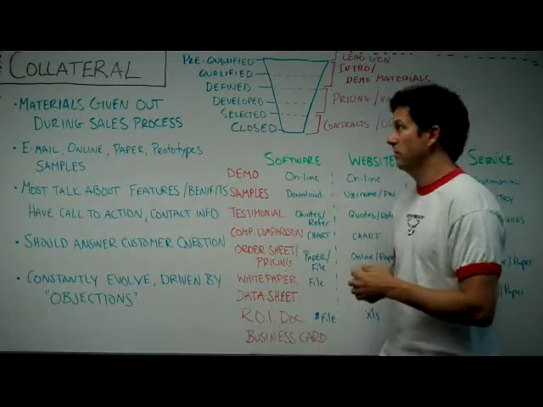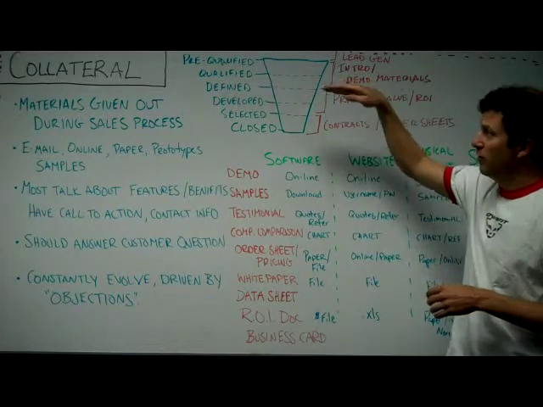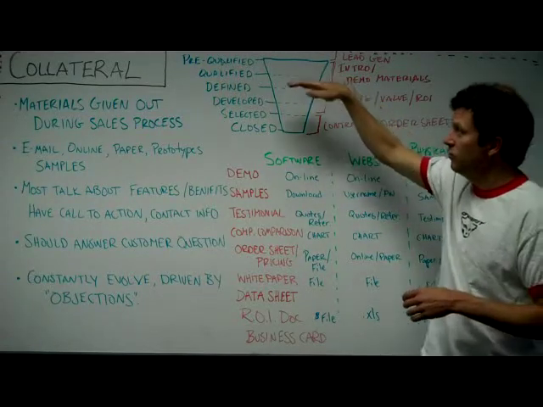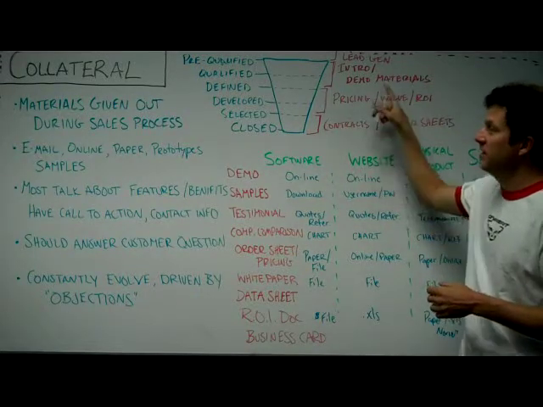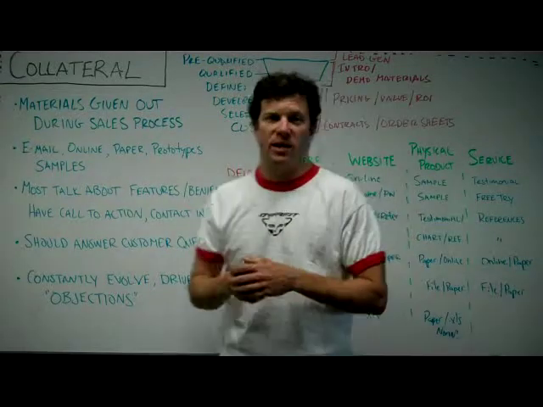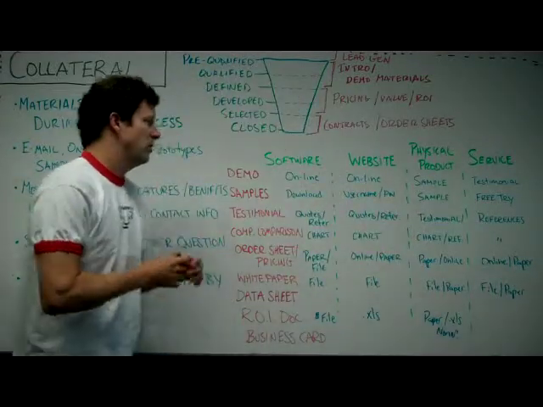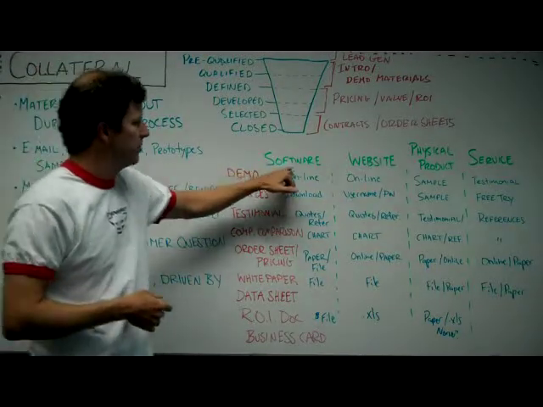so that they can find that stuff either on paper or electronically. So remember, our pipeline looks like this: pre-qualified, qualified, defined, developed, selected. That's moving down through the sales process. And what we're going to learn in a second is that there's different kinds of collateral that corresponds with those levels of the sales process. So this is a very simplified version as always, but let's look at different types of businesses.